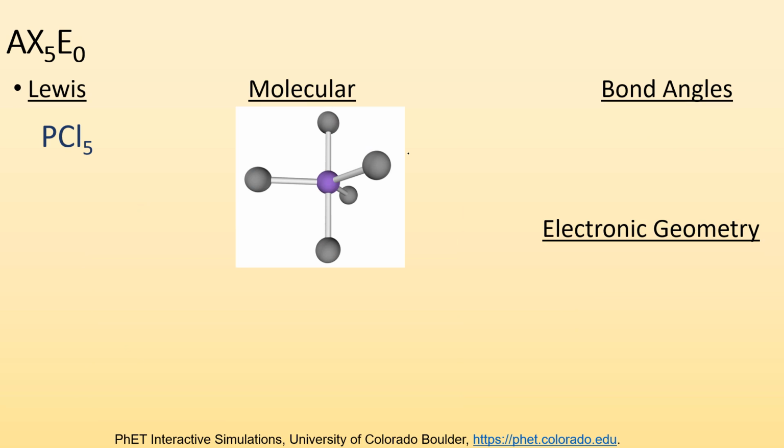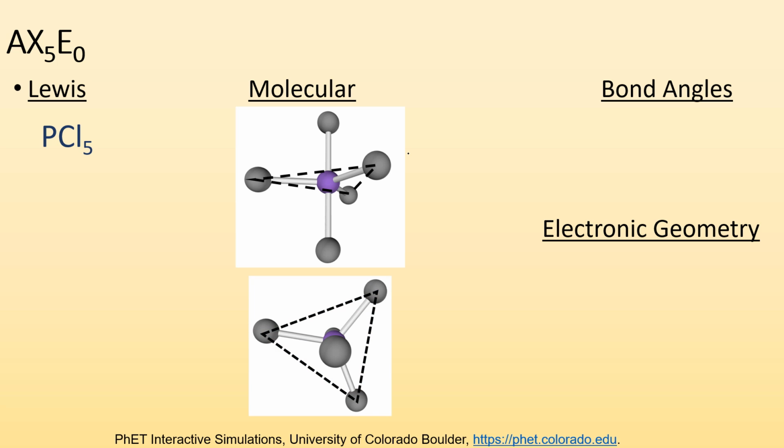AX5E0. An example could be PCl5. And now this one starts to get pretty interesting, right? If we take a look at it from different angles, it looks like it has different shapes, right? This is not like symmetrically all the way around. But if we take a look, there is a triangle like along the equator. And then we have like a North Pole and a South Pole thing going on. So we got 2 different angles here. The angles between these atoms is different than the angle between these atoms.